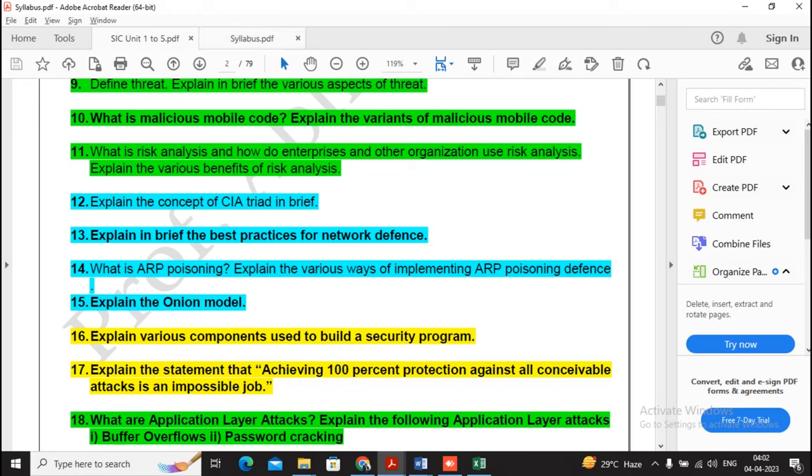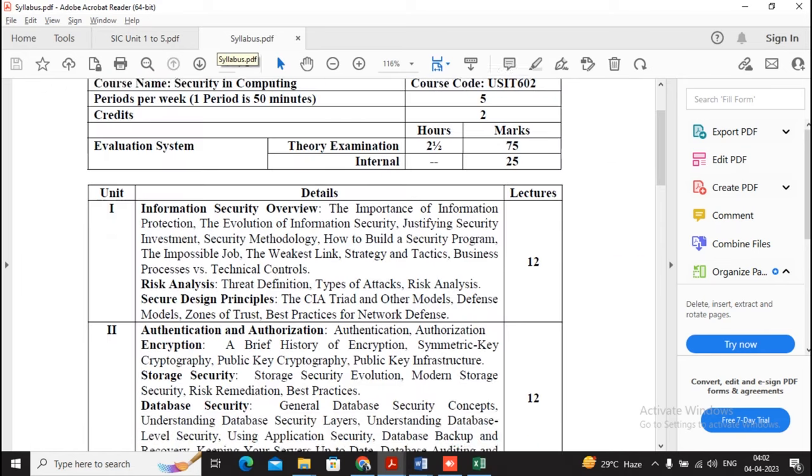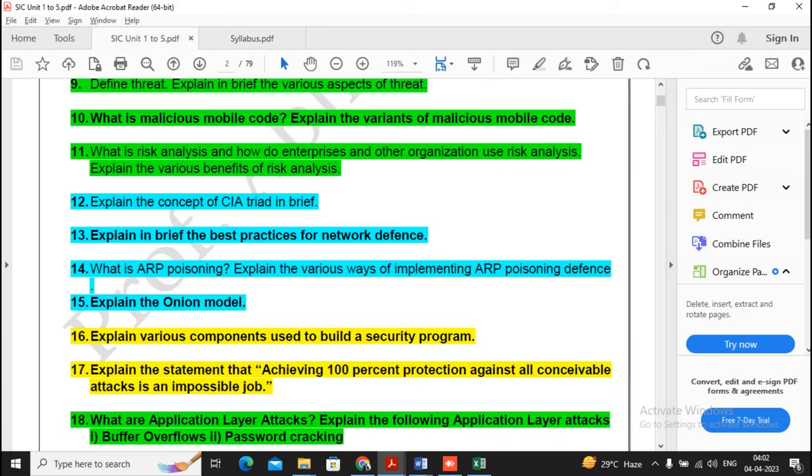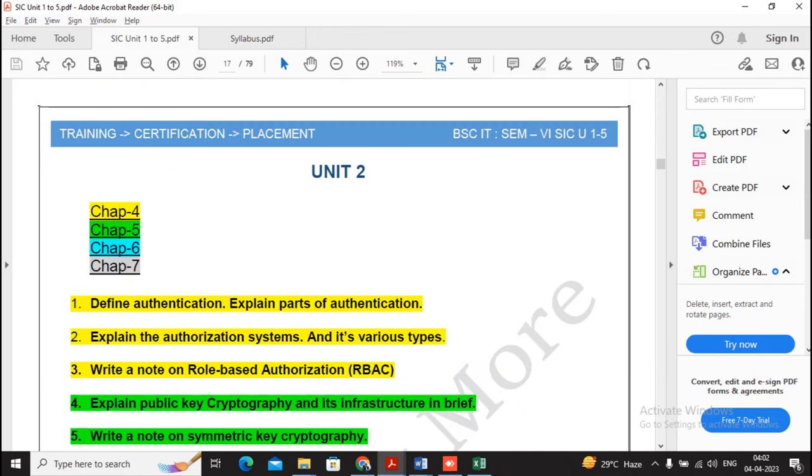Now Unit 2 consists of the topics authentication, authorization, encryption, storage security, and database security. These 4 topics are there in Unit 2. So let's go to Unit 2 now. You will find 14 questions given. Again, I have color marked the questions according to different topics. 4 topics are there. Prepare any 3 topics nicely. That is more than sufficient for you.